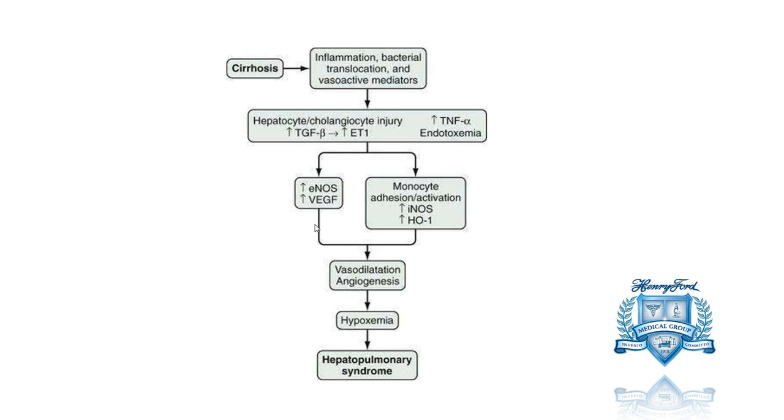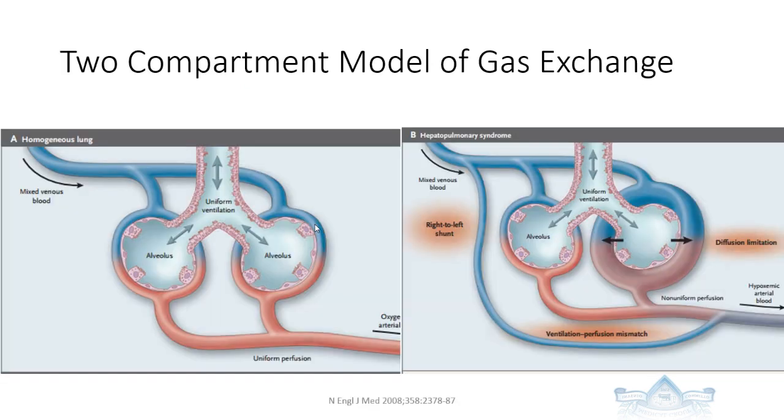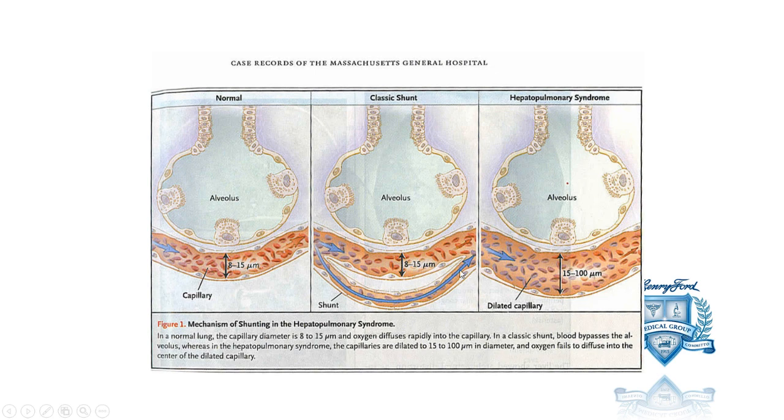This is just another flow chart showing the pathophysiology. And here's a better picture of what actually happens when compared to a normal alveoli. On the left, with the homogeneous lung, there's uniform ventilation and perfusion, whereas in hepatopulmonary syndrome, as you can see, the diameter of the capillary is significantly larger, and there is also a shunt through an AV malformation, which limits diffusion from the alveolus into the capillaries. And the normal diameter is about 8 to 15 micrometers, and in patients with hepatopulmonary syndrome, it can be as big as 100 micrometers.